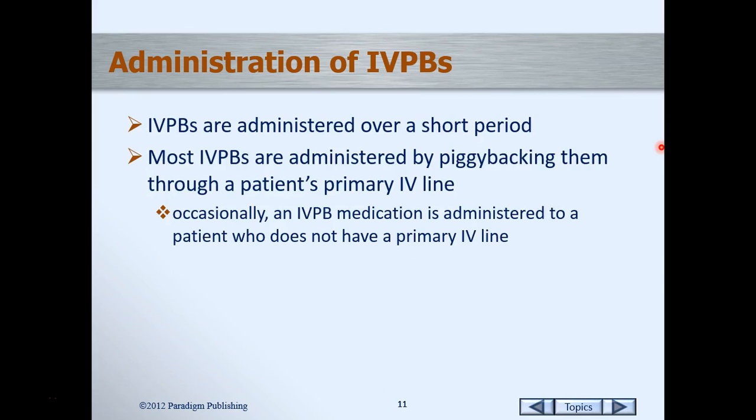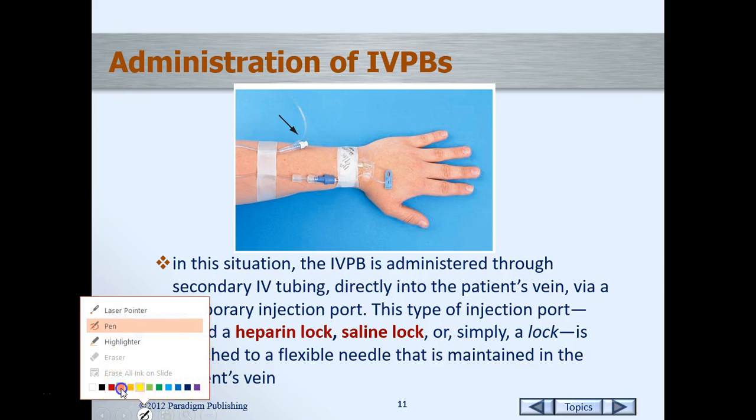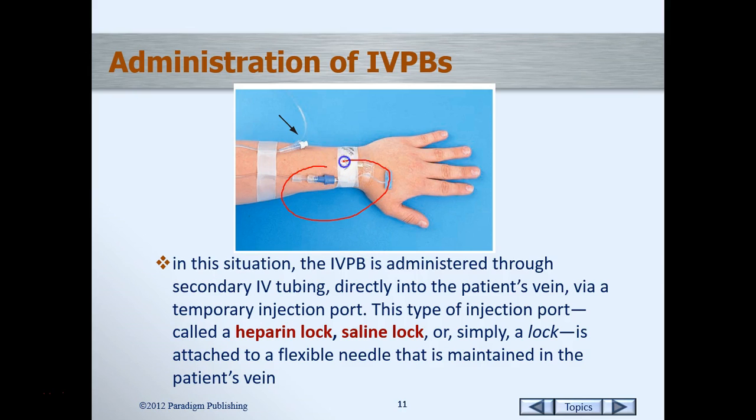So it's administered through the primary line. Now, if they don't have a line, we may have a secondary tubing that's directly into an injection port via the vein. This is known as a HEP lock or a saline lock, or just commonly referred to as a lock. So right here is where that lock is located. So they have it into the patient's vein at this level, and then that secondary tubing is attached at that port.